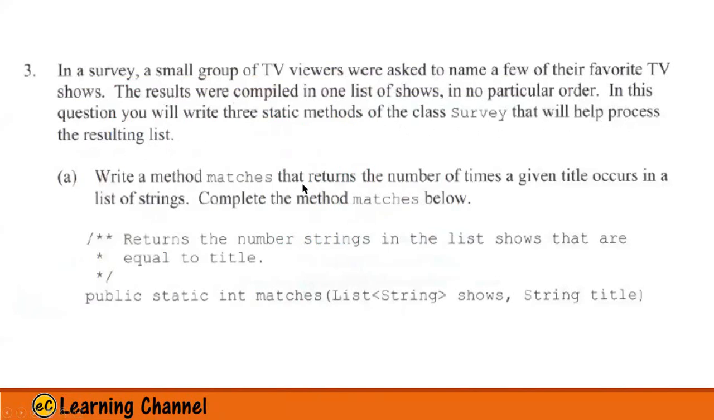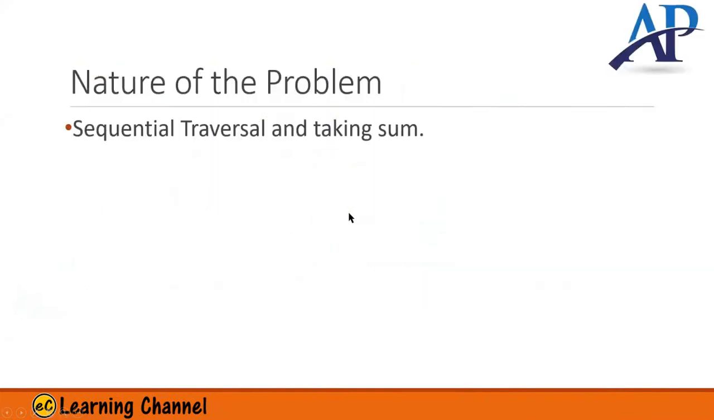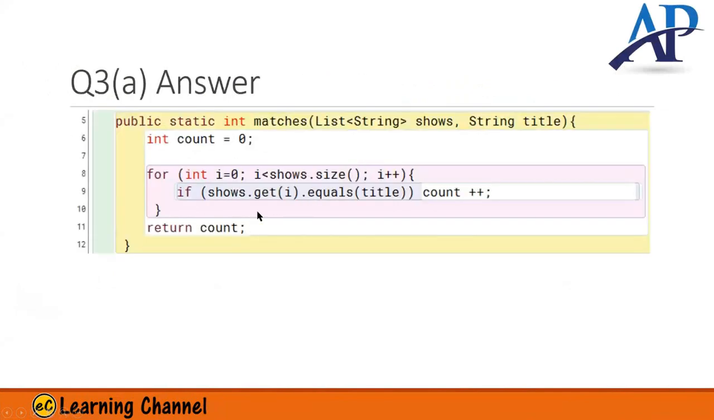So write a method called match. In match, you have a list of shows and the title, and you will calculate a number for the match number. It returns the number of times that the title matches the list of shows. So it's a sequential checking, traversal, and taking a sum. Here we have the title for the show, and then we check against the show list. So we traverse it, and if the title is the same as the one in the show, we increase the count. So this part is easy.